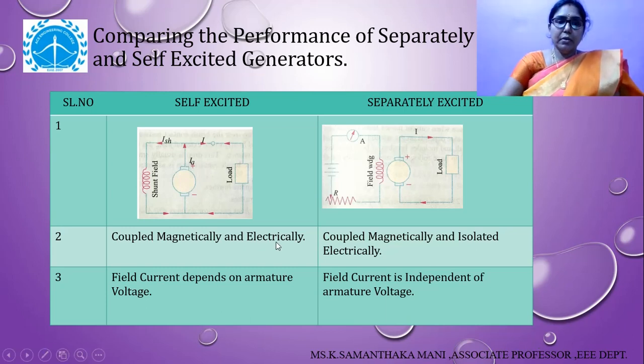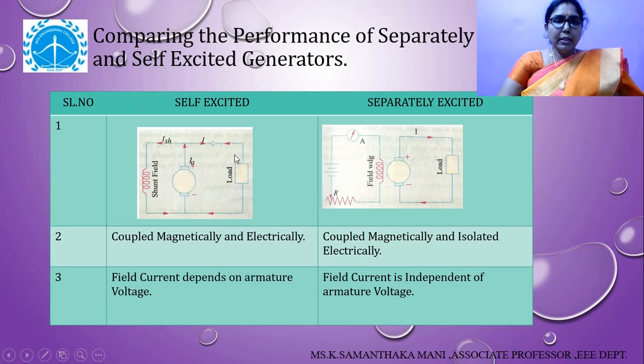Here, if you observe, this is the circuit diagram or symbolic representation of the self-excited generator, and this is a separately excited generator. The main difference between these two is that the shunt field winding is connected across the armature, and here the field winding is separately excited with an external DC source, with a variable resistance and through the ammeter that is connected here.